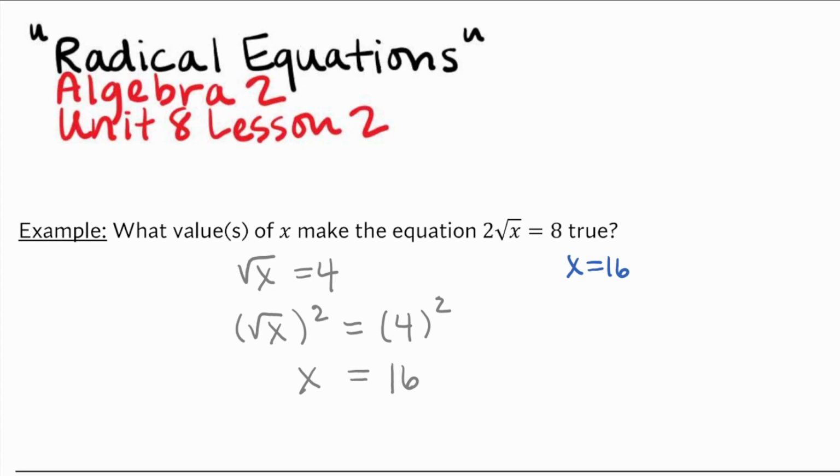Oh, I was also going to point out what we did here was we took both sides to an appropriate power that happened to be the reciprocal of a power of x that I was already dealing with, right? So I had the square root of x, which is x to the 1/2 power, and I took that to the second power, the 2 over 1 power. And that'll be relevant later on when we solve equations that have rational exponents in them.